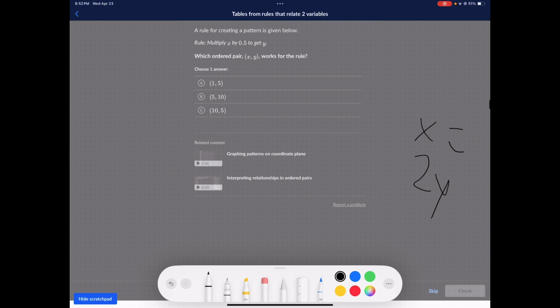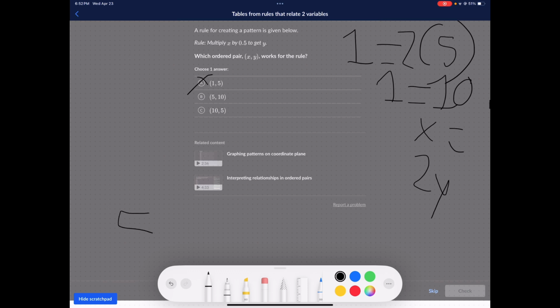So we take a look at our choices. We have A. So we have 1 and 5. So we can plug and chug. We have 1 is equal to 2 times 5. So will this be equal to each other? Nope. 1 equals 10, which is wrong. So it's not going to be A. Choice B, 5, 10. So we have 5 is equal to 2 times 10. Now, this is a common mistake based on many people, but this is also going to be incorrect. 5 is equal to 20.